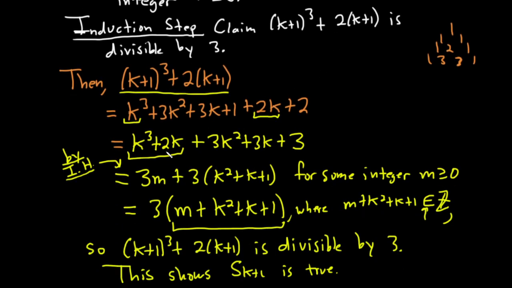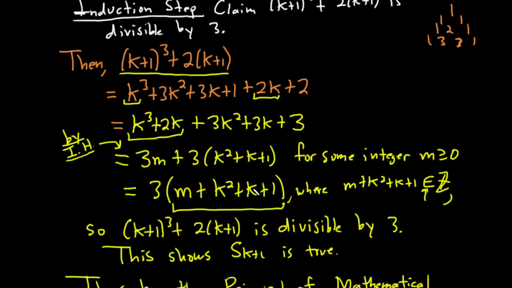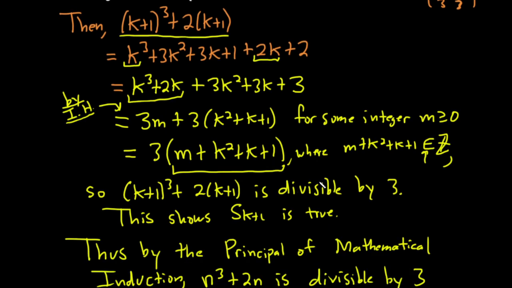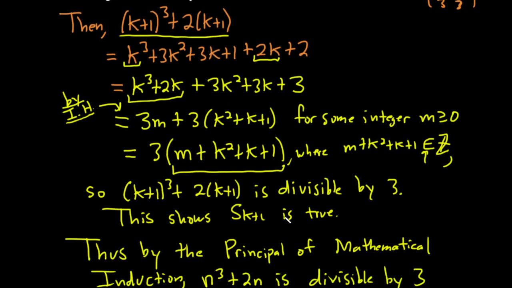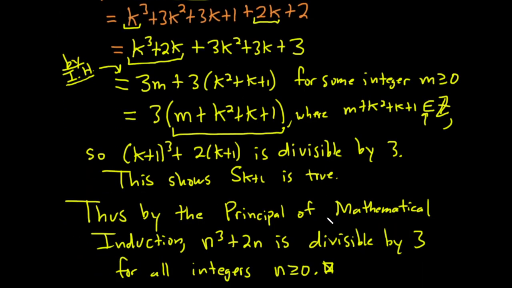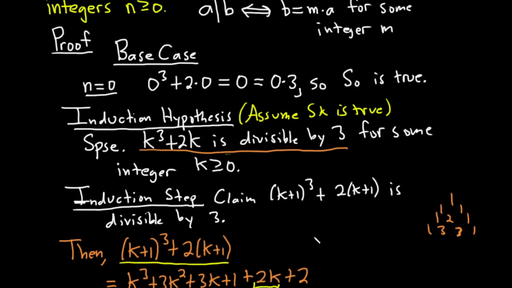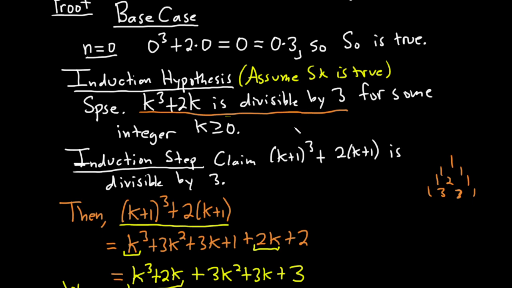Here's where we used the induction hypothesis because we know this is a multiple of 3 by the induction hypothesis, because this is divisible by 3. And then here we just use some algebra. Factor out a 3, just mention that this is an integer. It's 3 times an integer. So this whole thing is a multiple of 3. Therefore, that means it's divisible by 3. And because we've shown that the statement is true for k plus 1, it shows that S sub k plus 1 is true. And so we've done two things. We've shown that it's true for the base case, and we've shown that if it's true for k, it's also true for k plus 1.